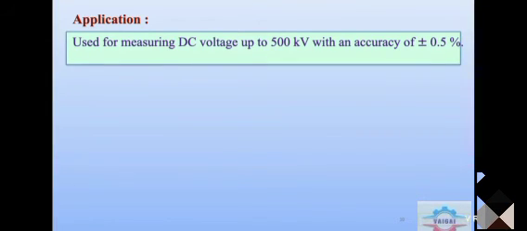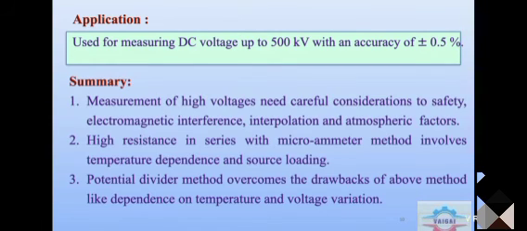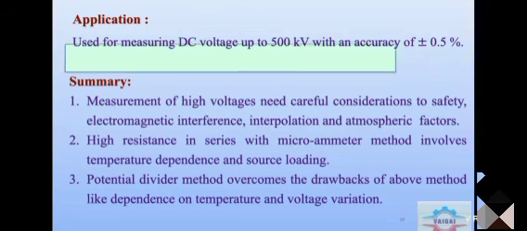Let us see the application. It is used for measuring DC voltage up to 500 kilovolt with an accuracy of plus or minus 0.5%. Regarding the series resistance micrometer, the accuracy is plus or minus 0.2%, but for the potential divider it is 0.5%.